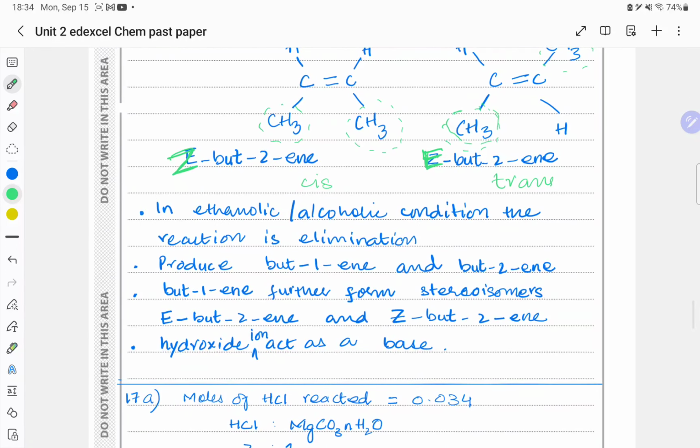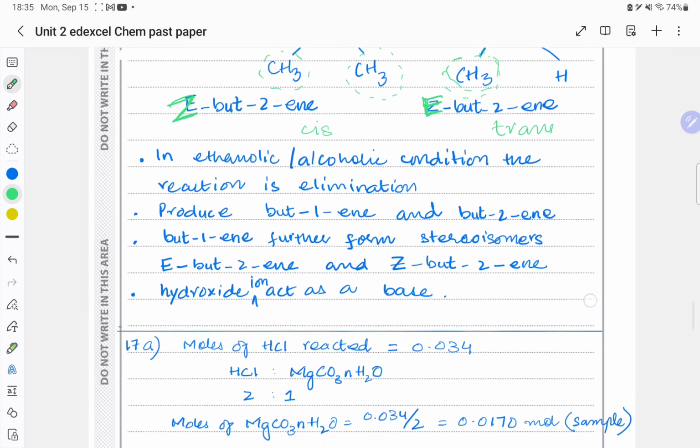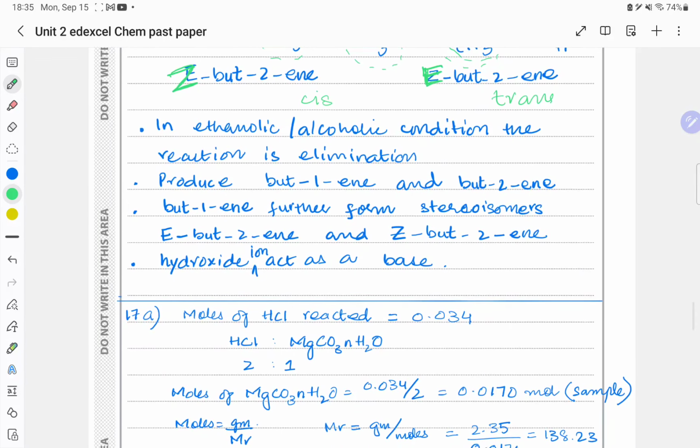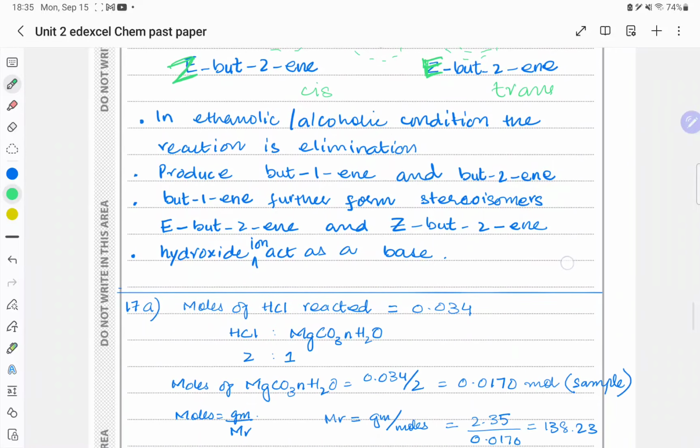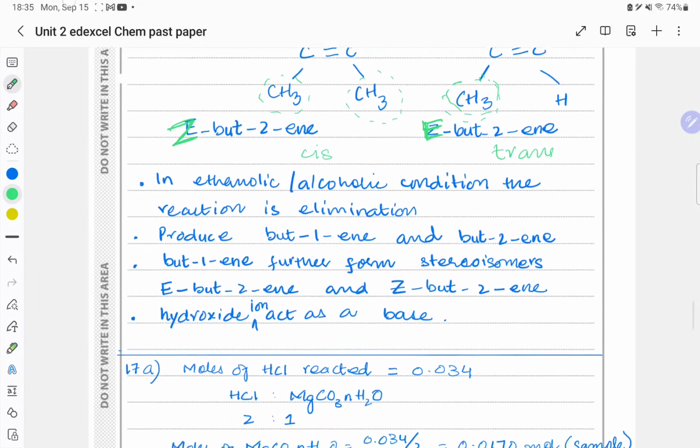And how are you going to write it? In ethanolic alcoholic condition, the reaction is elimination, producing but-1-ene and but-2-ene. But-2-ene further forms the stereoisomers E-but-2-ene and Z-but-2-ene. Hydroxide ion acts as a base. So this is how you're going to write down all these structures.